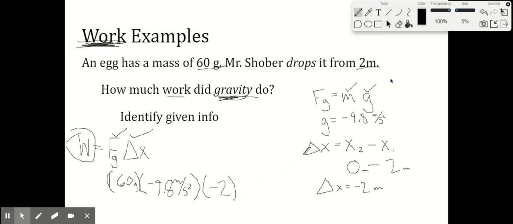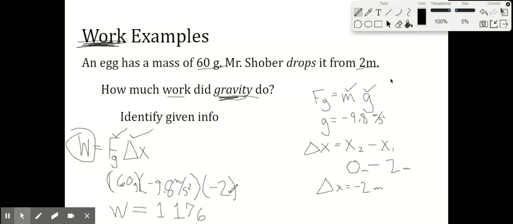So again, let's try plugging that into our calculator. And I'm going to get 60 times 9.8, but it's negative 9.8. Times 2, except it's negative 2. I click equals, and it actually ended up being positive because my 2 negative signs canceled each other out, and I get 1,176 equals our W. And now my next question is, well, what unit should we be looking at here for work?